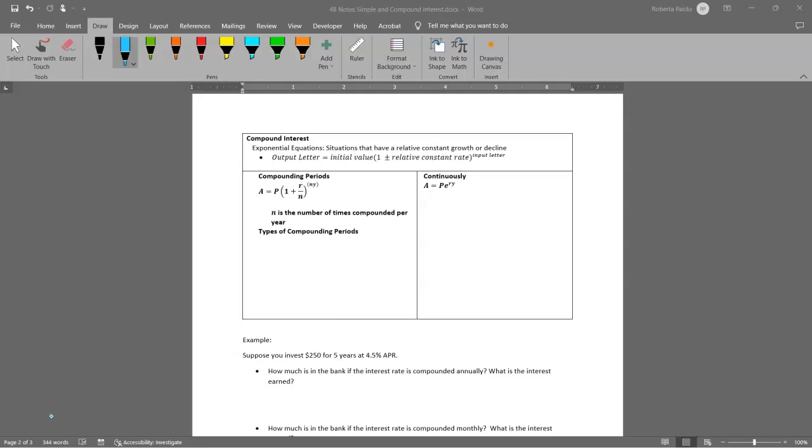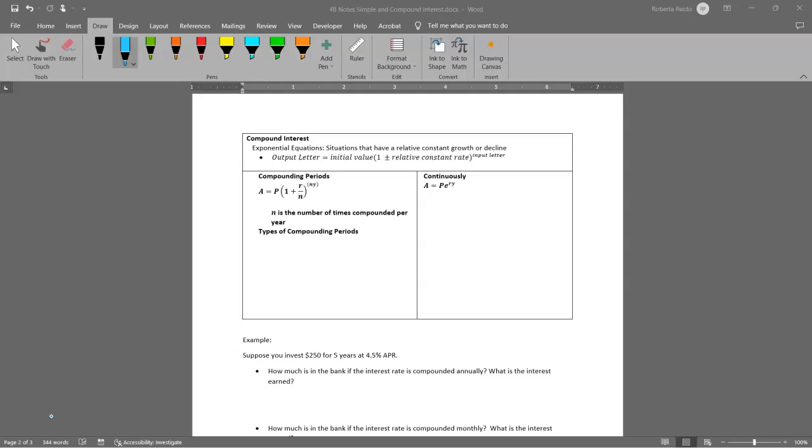Again, there is an initial value, so that's our P. Then we have 1 plus or minus the relative constant rate, again as a decimal. Since we're adding money, we're saving our money, this is going to be plus. And then you have R, which is that interest rate, that percentage, which would have been the relative constant rate, but we have to divide it now by N, and N is the number of times compounded per year.